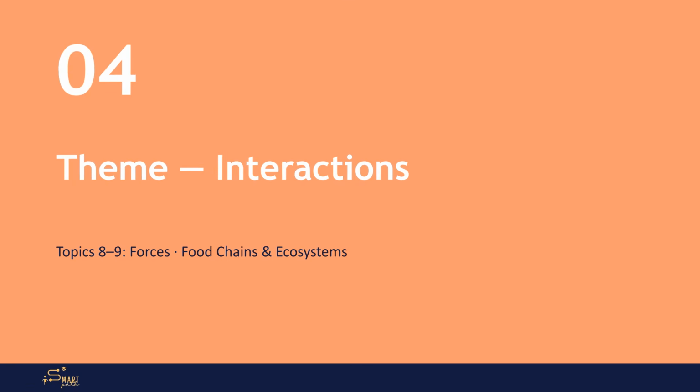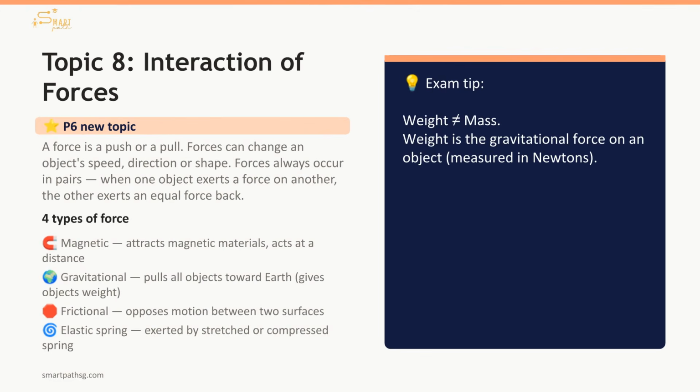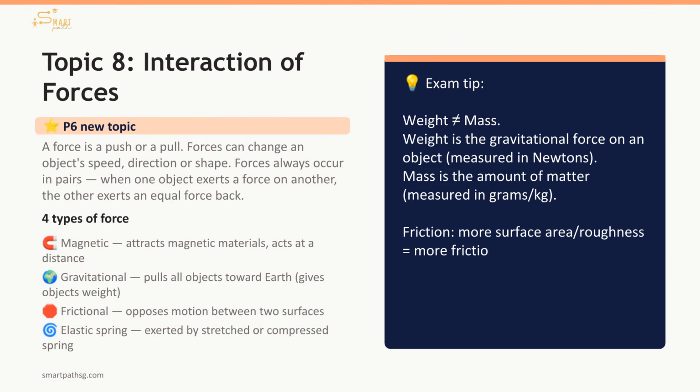Finally, the interactions theme, covering 2 more P6 topics: forces and food chains with ecosystems. Forces is a P6 topic. Students frequently confuse weight and mass. Weight is a force caused by gravity and is measured in newtons. Mass does not change wherever you go. Weight does. Know all 4 force types and be able to apply them to experimental scenarios.